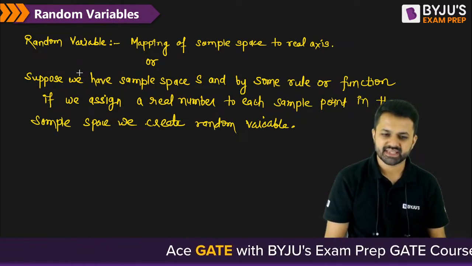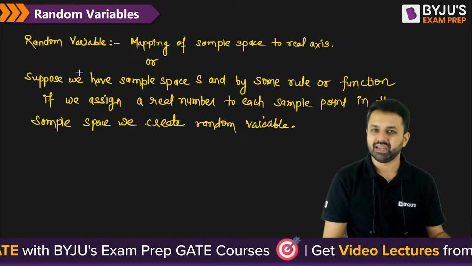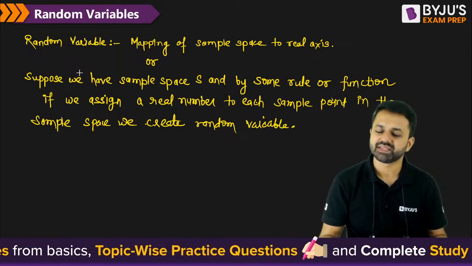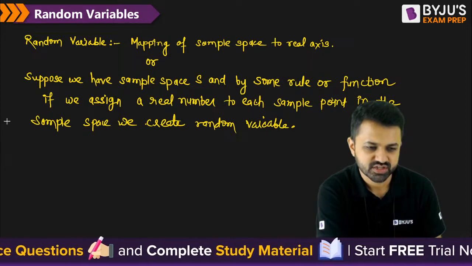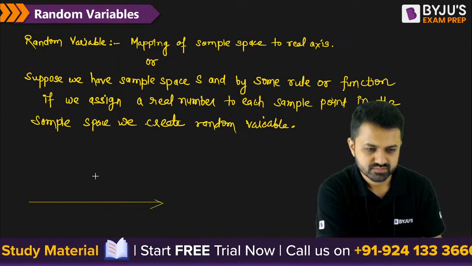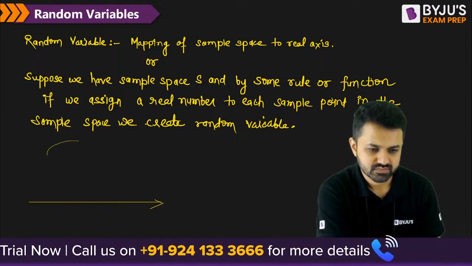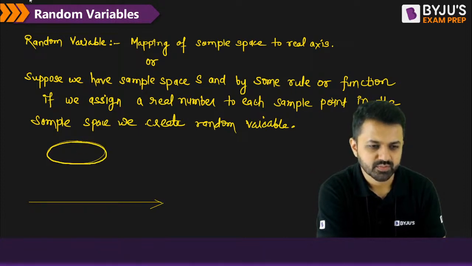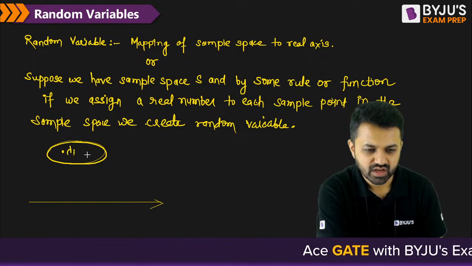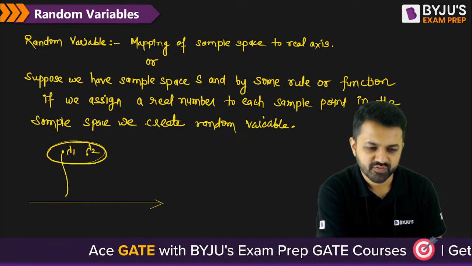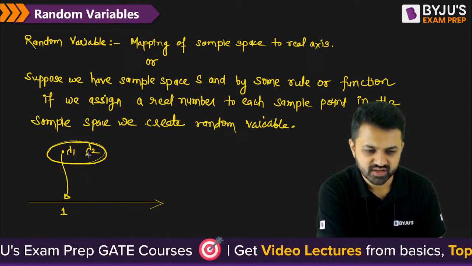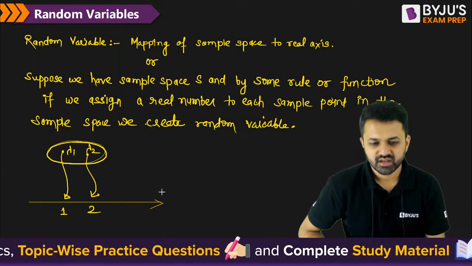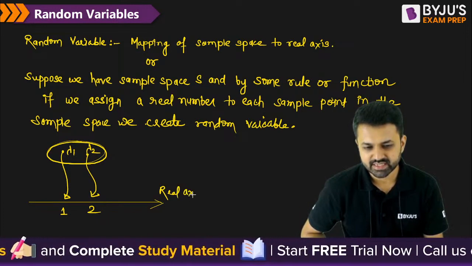So the random variable can be seen as a mapping of the sample space elements to the real axis, or simply a mapping of sample space to the real axis. How can you draw it? Suppose these are two different values, lambda 1 and lambda 2, and you assign some real numbers, suppose 1 and 2, to these sample elements. This is the real axis.